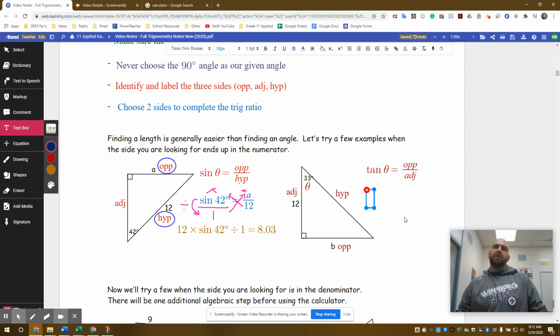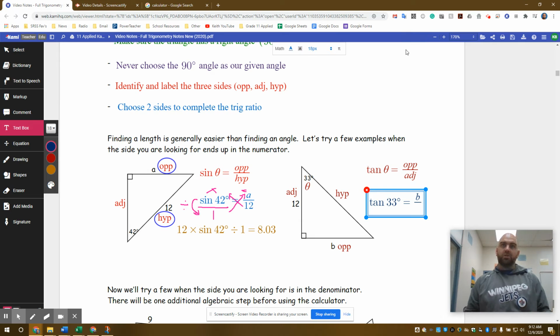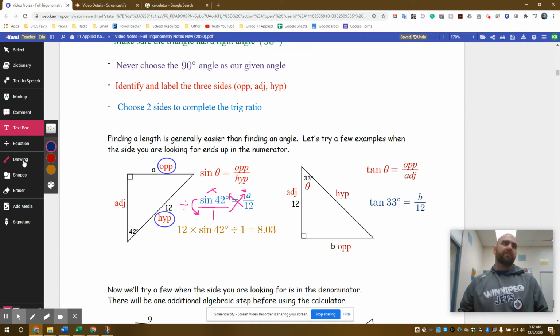All right, let's plug in all of the values that we know. We know our angle is 33 degrees. We don't know our opposite, it's B, so we're just going to put B in there. And our adjacent is 12. To find this, again, same thing, multiply by 12, or use cross multiply and divide. And that will give us our B value there.